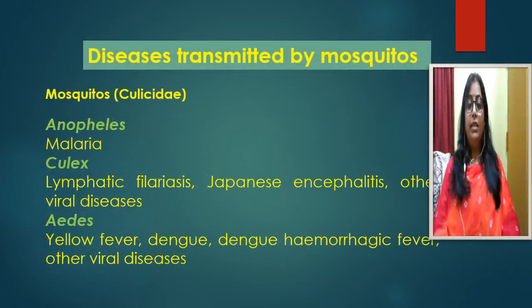Now, various types of diseases which are transmitted by mosquito. Anopheles transmits the malaria disease. Culex causes lymphatic filariasis, Japanese encephalitis, and other viral diseases. Aedes causes yellow fever, dengue hemorrhagic fever, and several other viral diseases.